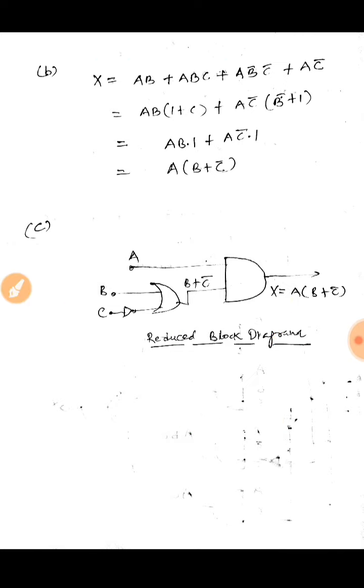So this is it for this lecture. In the next lecture we will see the K maps, which are also used to minimize the logical function, in a graphical form. So thank you very much.